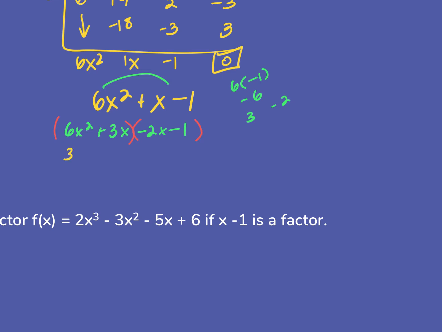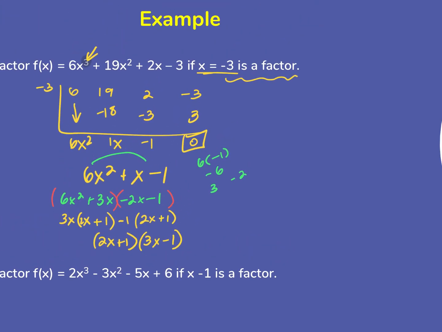So I can take out a 3x and I get x plus 1, 2x, sorry, plus 1. And I can take out a negative 1 and I get 2x plus 1. So 2x plus 1 and 3x minus 1. It wants it in complete factored form. So if it said list the zeros, my zeros would be -3, -1/2, and +1/3.